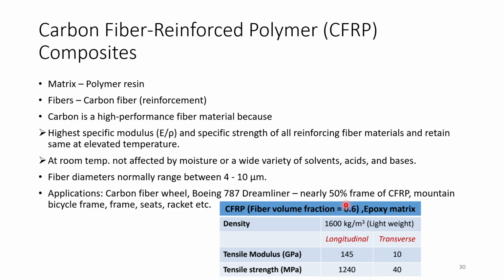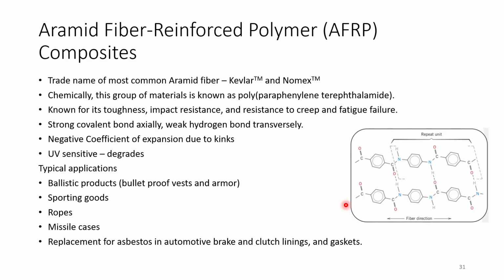The tensile strength will be 1240 MPa in longitudinal direction and 40 in transverse direction. Next is aramid fiber reinforced polymer composite. So these are used in making bulletproof vests as well. The trade names of the most common aramid fiber are Kevlar and Nomex.